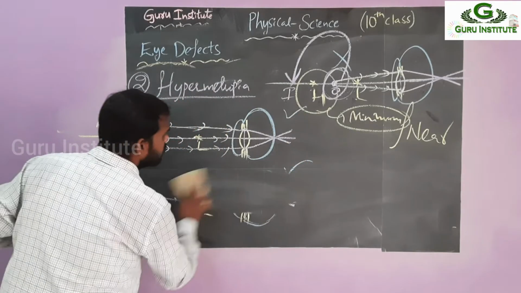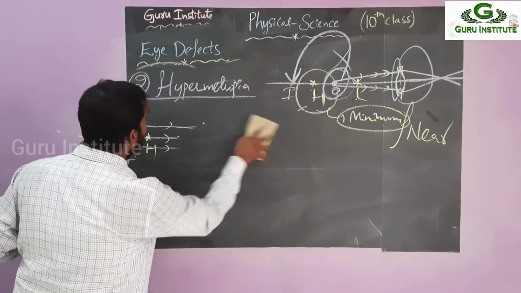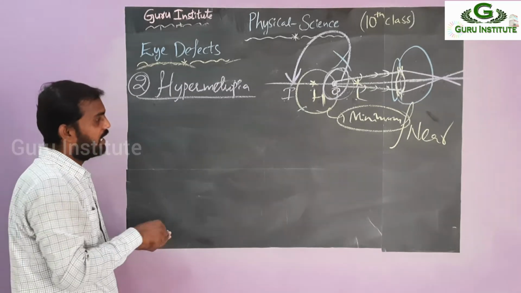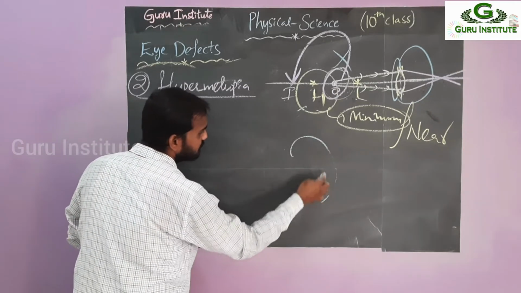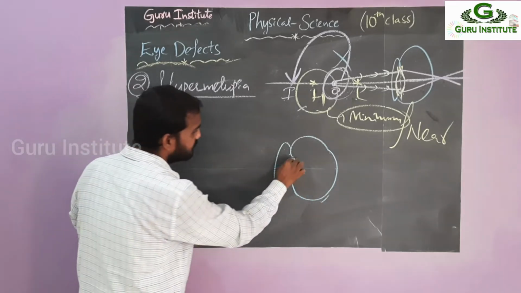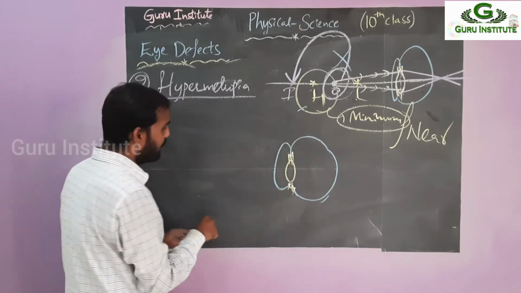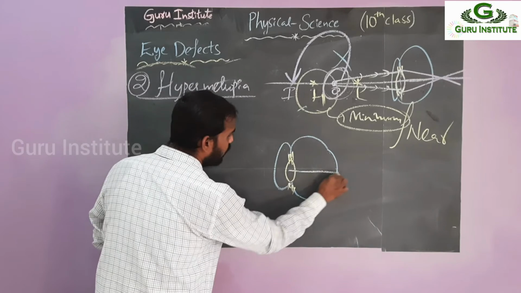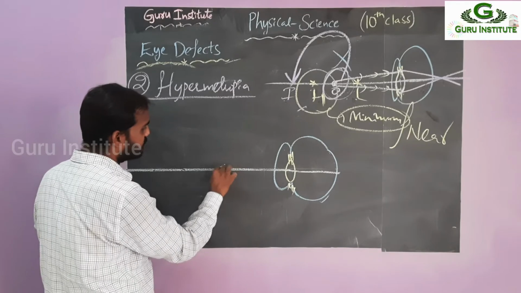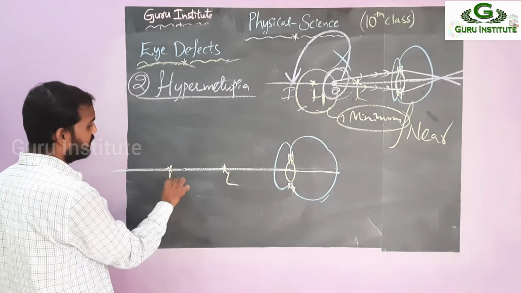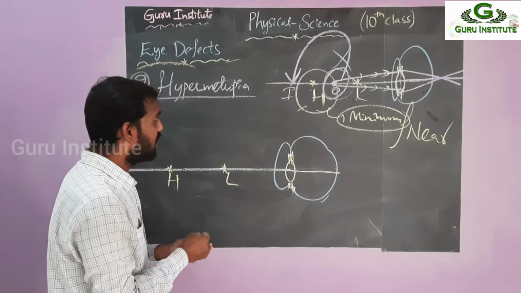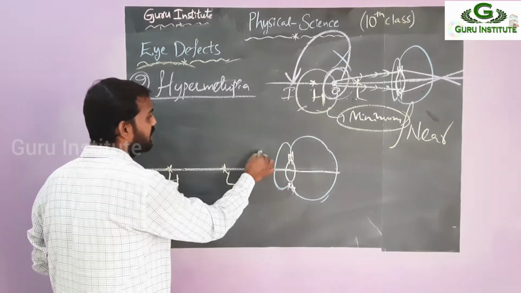Okay, let's see now. The defected picture I am keeping like that only. Now we have to take care of the correction. Again draw the picture. Next, eye lens, ciliary muscles, and again the principal axis through the pole. Next the L point, next the H point is here. Then which lens do we have to use? We have to use the convex lens. So the convex lens property is what? Converging lens. So simply convex lens you have to use.